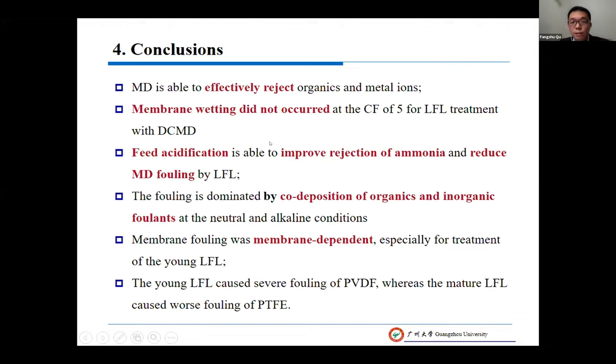Based on this result, we can draw some simple conclusions. MD is able to effectively reject organics and metal ions in the landfill leachate. And membrane fouling is dominant. The membrane MD fouling is membrane dependent and pH dependent. The fouling is dominated by the co-deposition of the organic and inorganic foulants at neutral and alkaline conditions. Feed acidification is able to improve the rejection of ammonia and reduce MD fouling.